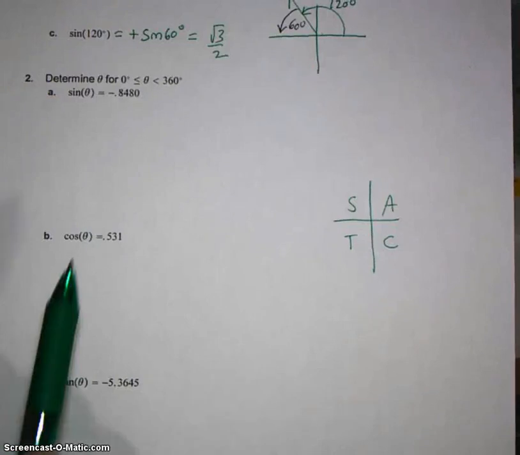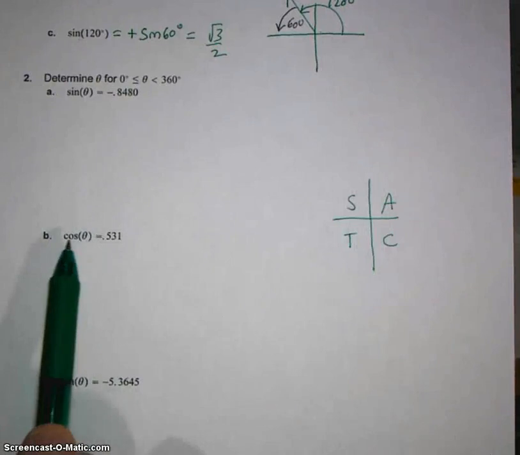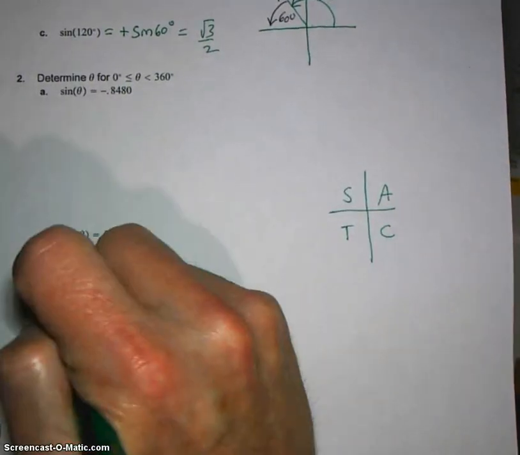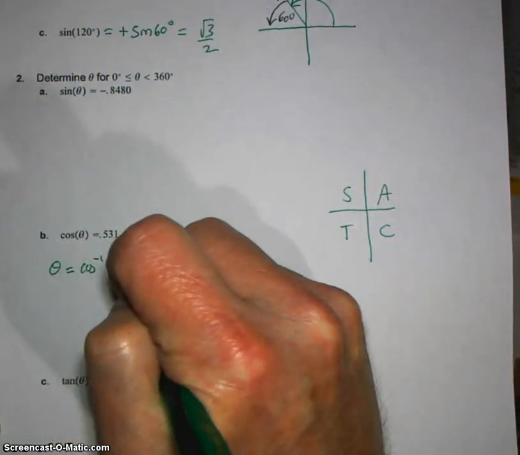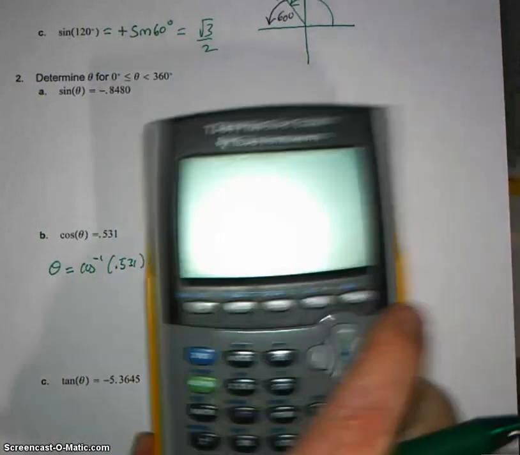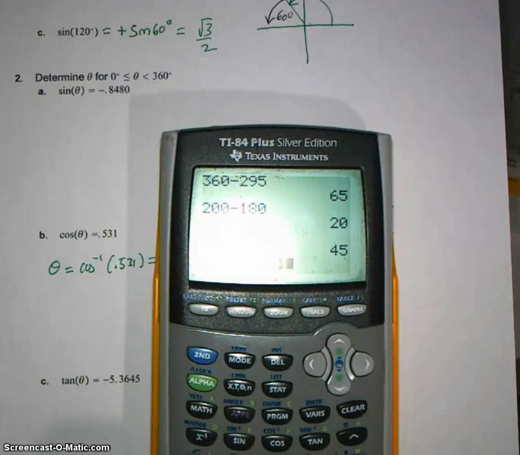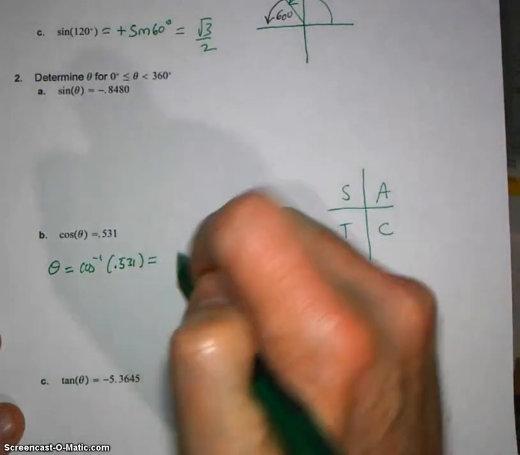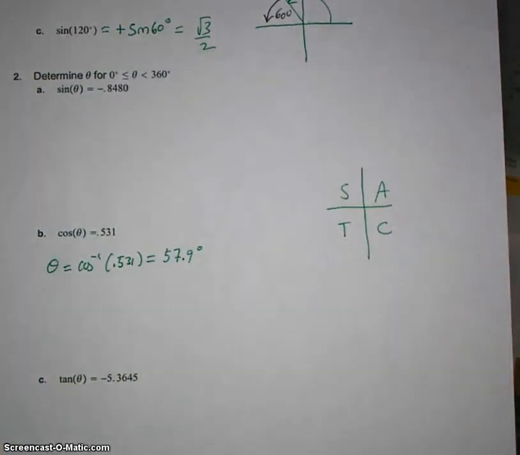It has two answers because cosine is positive in quadrant 1, because all things are positive in quadrant 1, and cosine is also positive in quadrant 4. So we're going to grab our calculator, and we're going to do theta is cosine inverse of 0.531. Let's call it 57.9 degrees. So there's our answer in quadrant 1. 57 degrees, that's an acute angle, so definitely quadrant 1.